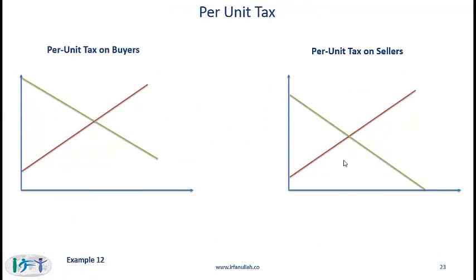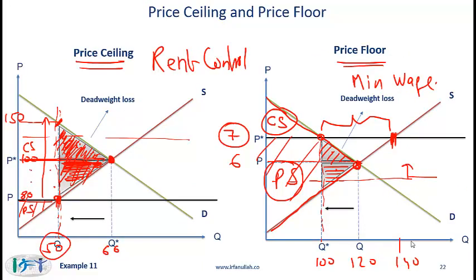Now I want you to do example 11, where you are given the equation for the demand curve, you are given the equation for the supply curve, you are given a price floor and are asked to calculate the deadweight loss, which would be the area of this triangle. You can use this as the base and this as the height, and the area of the triangle would be half base into height.